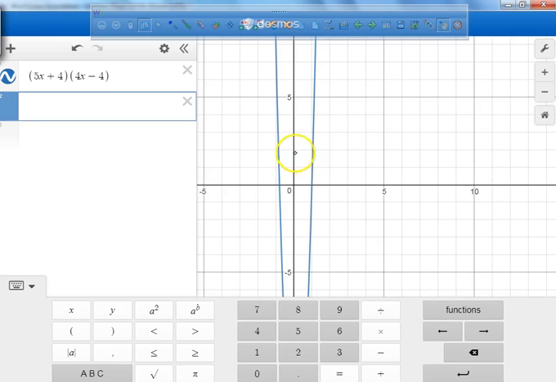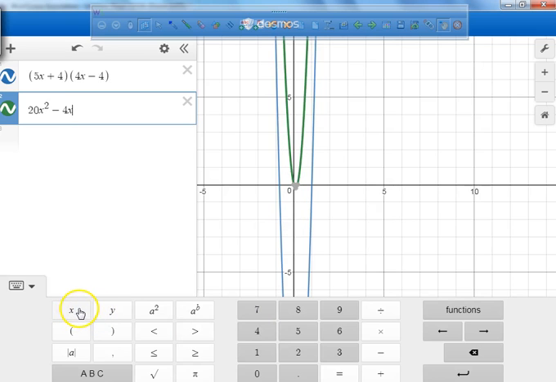It creates a graph. What was our final answer? 20x squared minus 4x minus 16. Look what happens. What do you notice? This was our original expression before we FOILed it out. This was our final answer. What happened? These graphs are the exact same graphs.